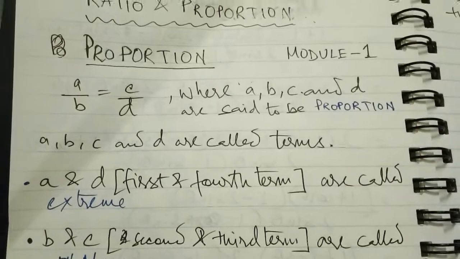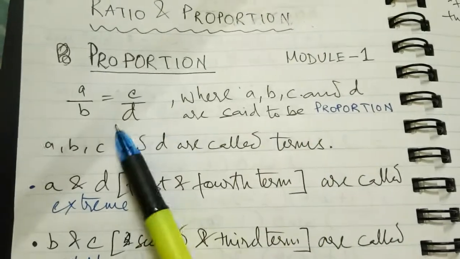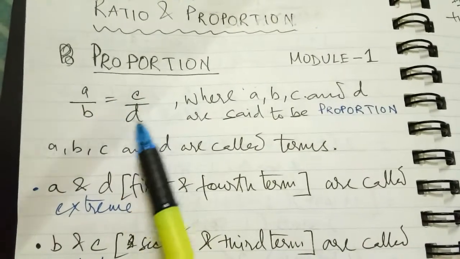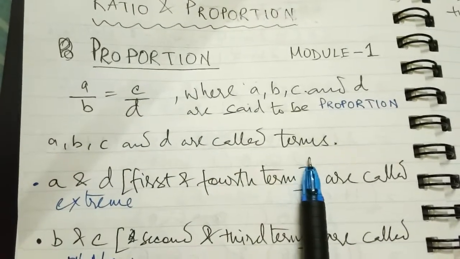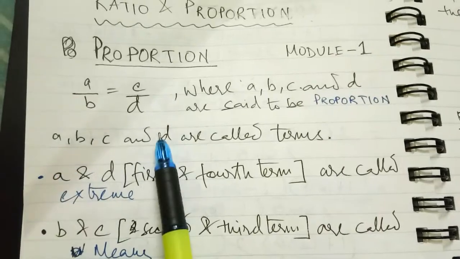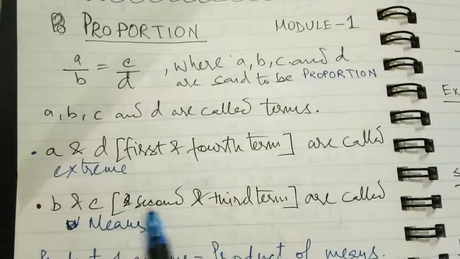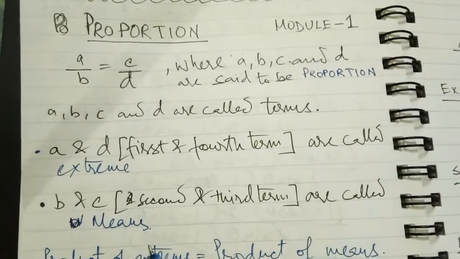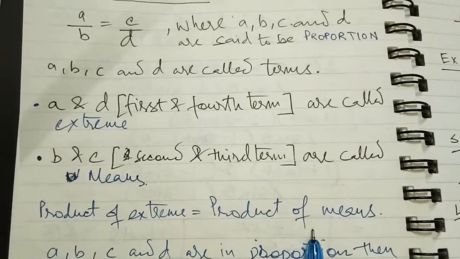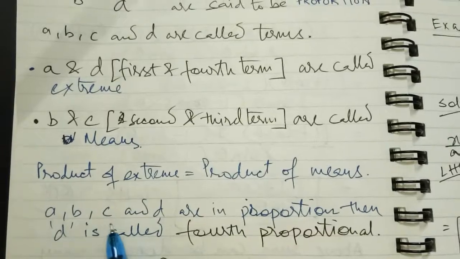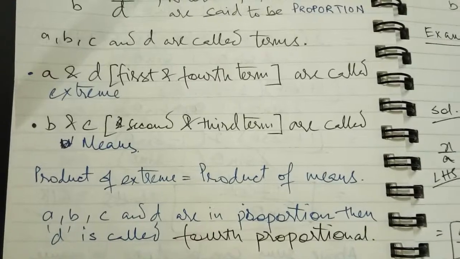Today I'm just recapitulating once more. When A, B, C and D are said to be in proportion, we can say that A by B equals C by D. A, B, C and D are called terms. Here A and D, the first and fourth terms, are called extremes, and B and C, the second and third terms, are called means. The product of extremes equals the product of means. If A, B, C and D are in proportion, then D is the fourth proportional.